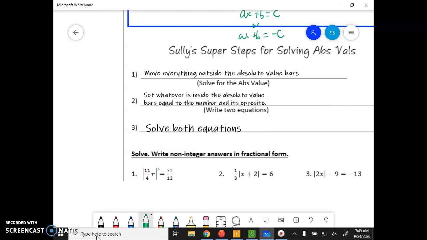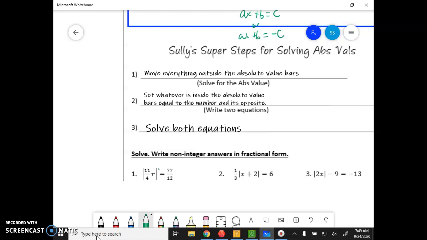We would have to get this 1/3 out of here, and we'd have to get this -9 out of here. Okay, so if there's anything outside of the absolute value bars, get rid of them, and then set whatever is inside the absolute value bars equal to the number and its opposite.